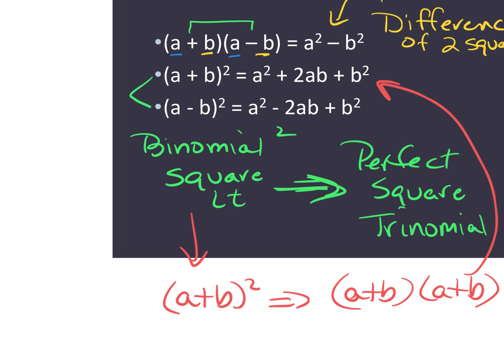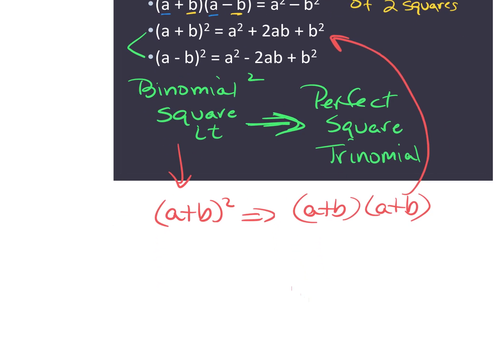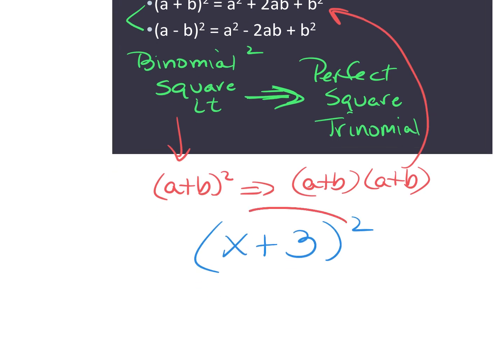Now, let me just show you an example of a mistake that I see every year when we start out the school year with my Algebra 2 honors class. So for example, let's say I gave you the question x plus 3 squared. The common mistake is students think they can take this power 2, square the x, square the 3, and when they do that, they got it wrong.